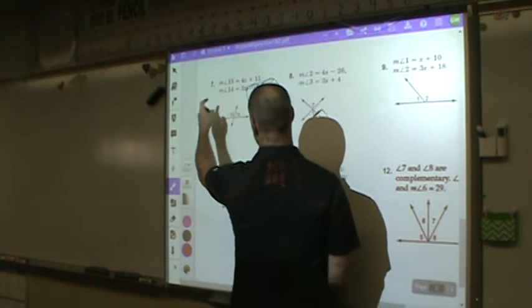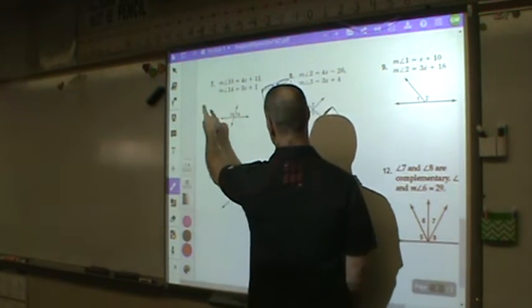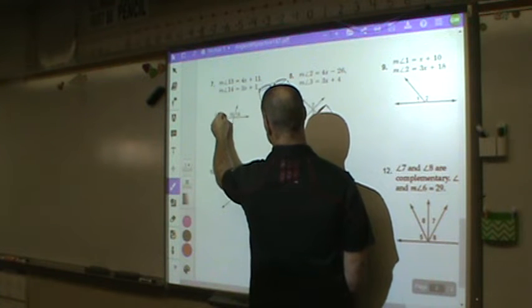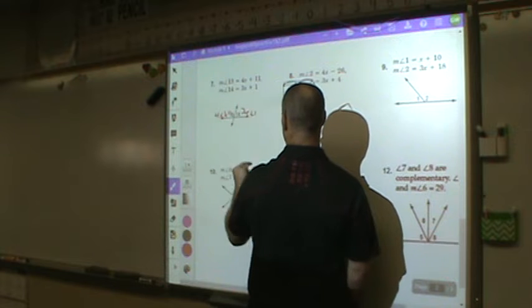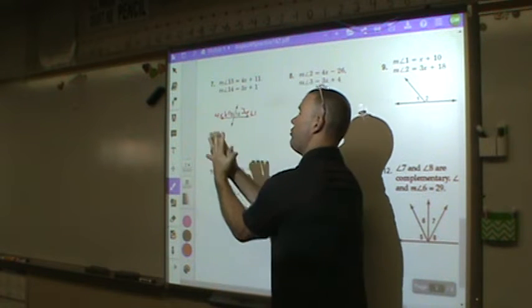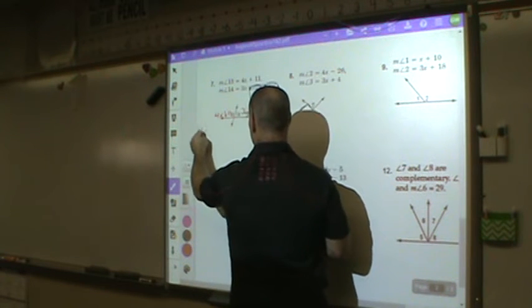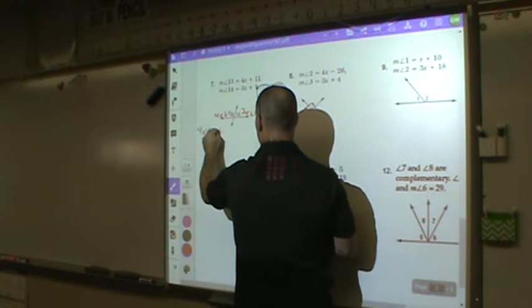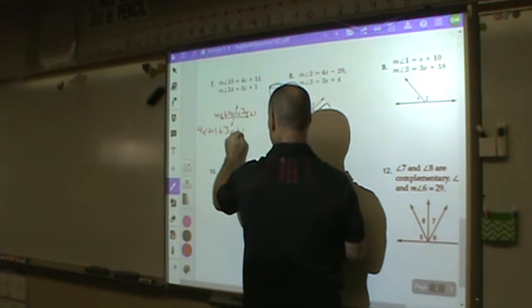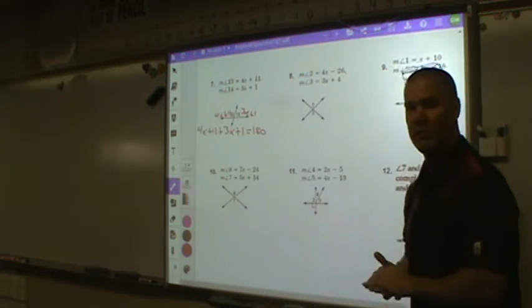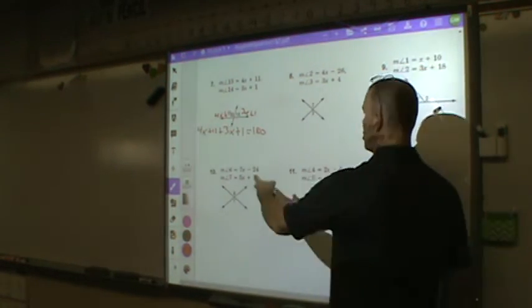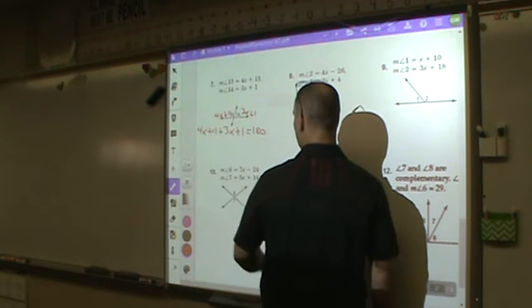So I'm going to go ahead, and this is how I did mine. I went ahead and labeled 13 as 4x plus 11. I labeled 14 as 3x plus 1. And I know that they both add up to equal 180. So 4x plus 11 plus 3x plus 1 equals 180. Yeah, this is a little bit more work involved, but it's nothing you can't do. Because you know that if you add them both together, they equal 180.